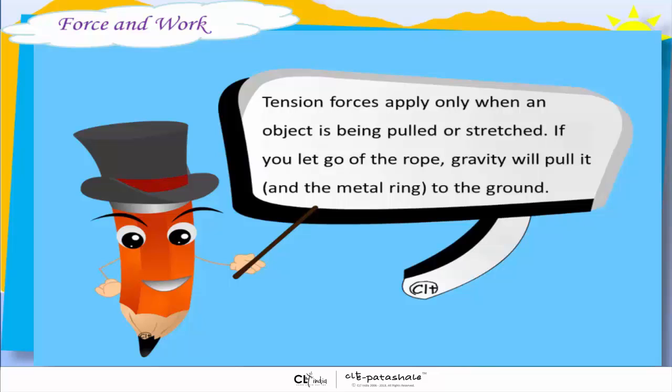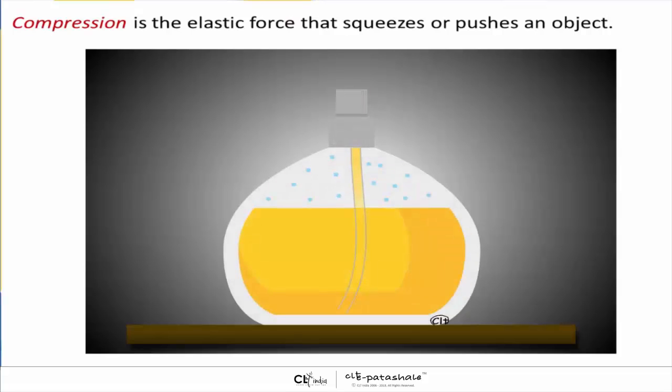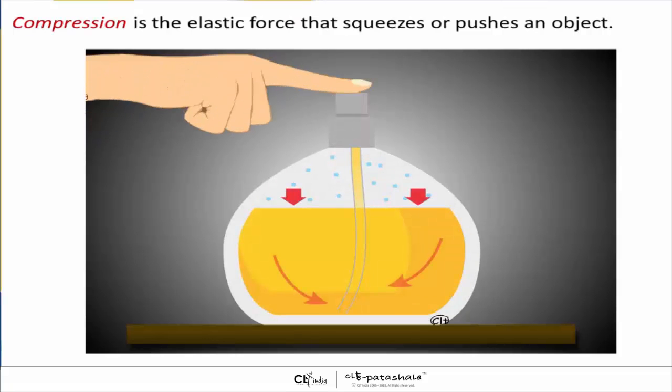Tension forces apply only when an object is being pulled or stretched. If you let go of the rope, gravity will pull it and the metal ring to the ground. Compression is the elastic force that squeezes or pushes an object.